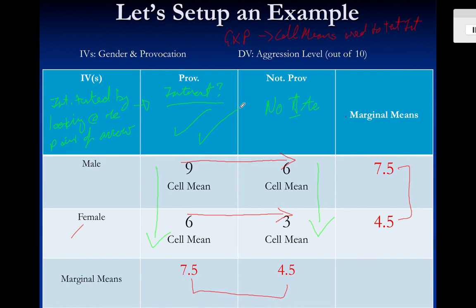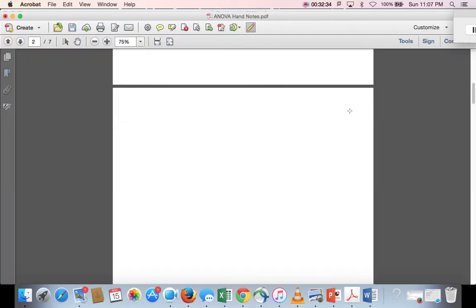The way that we're going to do this is actually by drawing out a line graph. And here I'm going to go ahead and do that for us. So what we're going to do is draw a line graph and on the x-axis we're going to put one IV. So here I'm going to put gender, for instance. I'm going to say male and female down here. And then I'm going to say my dashed line is going to be provoked, and my solid line is going to be not provoked. And then on my y-axis here, this is going to be my variable of aggression, my average aggression.